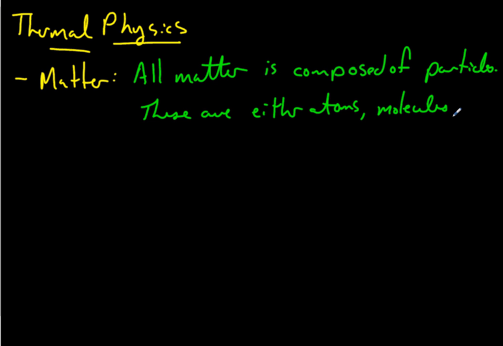Can you think of any other possibilities that might make up matter besides atoms, or groups of atoms called molecules? Is there anything else? I guess ions too, a special case in ionic compounds. That's kind of what you're looking at. So atoms, molecules, or ions. And matter tends to exist in one of three states.